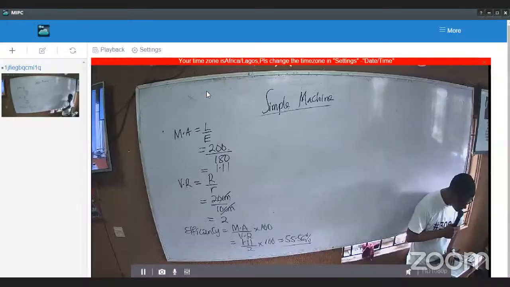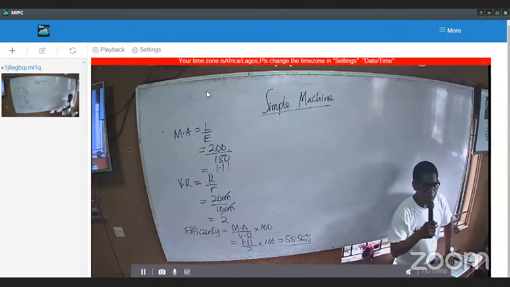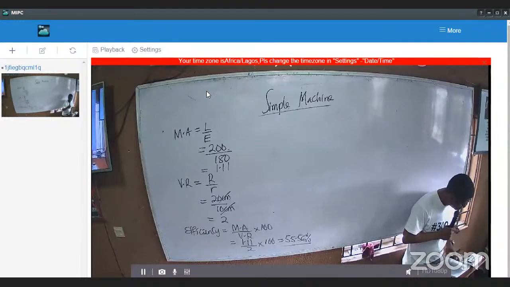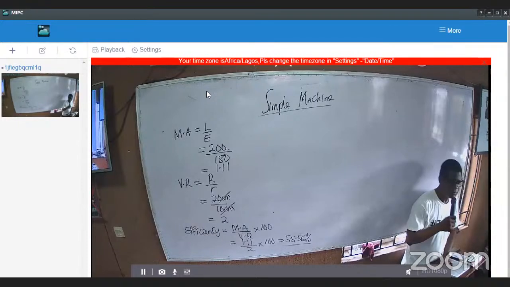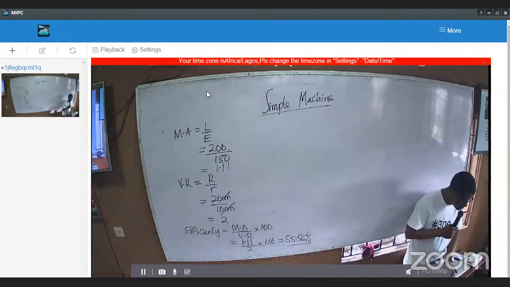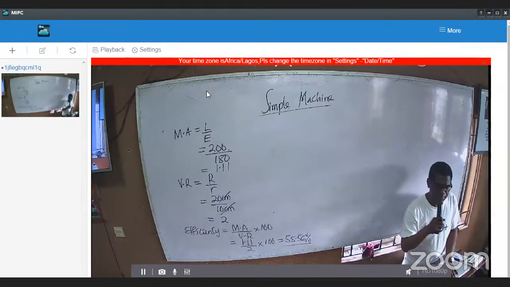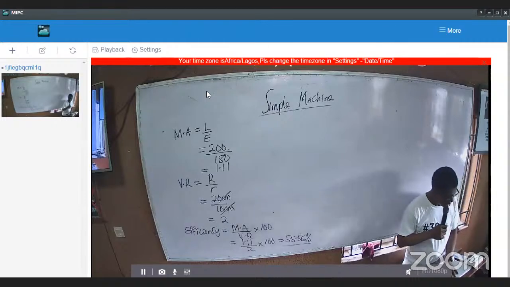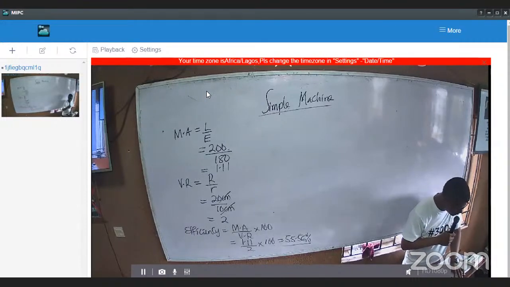Option A, claw hammer. Option B, wheelbarrow. Option C, single pulley. Option D, sugar tong. Class, do you know the answer? Is claw hammer a lever system? What of wheelbarrow? What of sugar tong? So the answer is what?